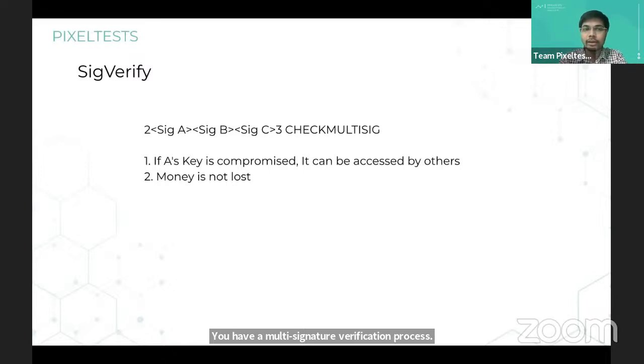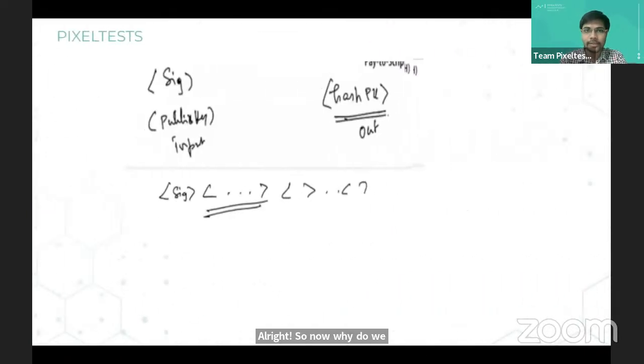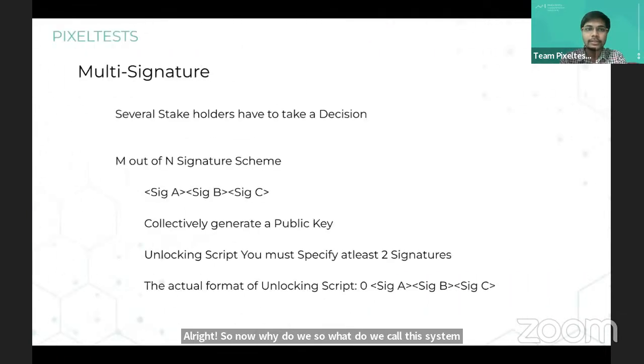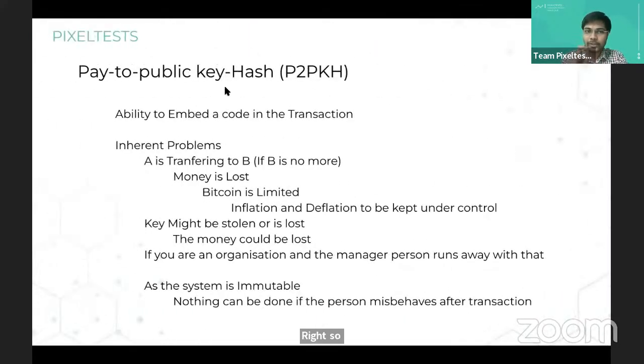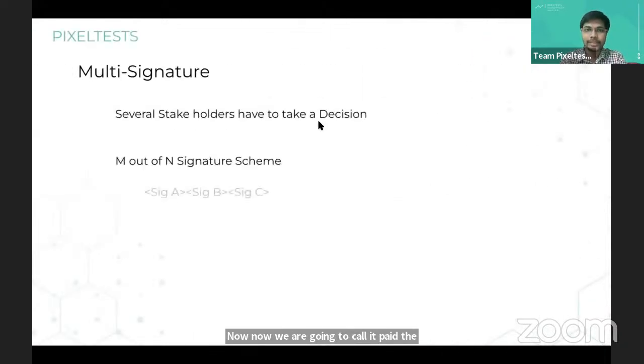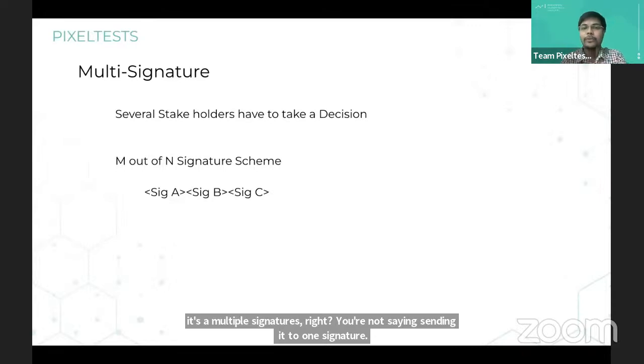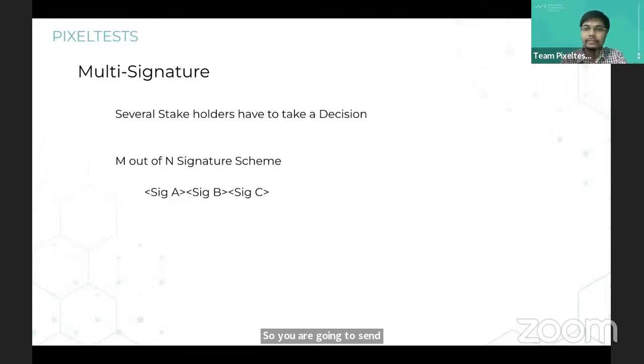So now what do we call this system? Let me explain. Earlier we were calling it pay to public key hash. Now we are going to call it pay to script, right? Because it's multiple signatures, you're not sending it to one signature. You're going to send it to the whole script of this collective public key hash. Let me show you this.